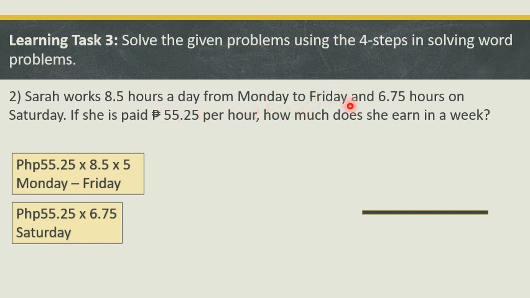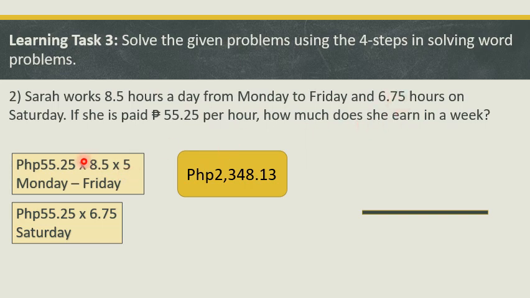From Monday to Friday, 5 days yon, and kada araw is 8.5 hours po, magkano lahat yon na binabayad sa kanya? So, i-multiply nyo yung rate niya, 55.25, tas ilang oras pa siya, 8.5 hours. Then, ilang araw ba yon from Monday to Friday? That is 5. So, ang makuha niya dyan is 2,348 pesos and 13 centavos.